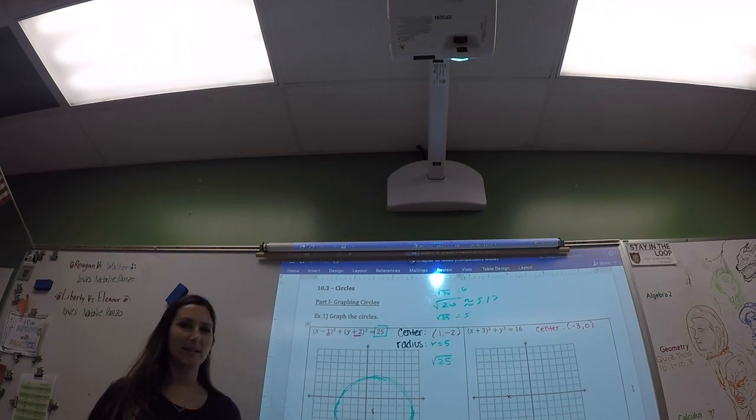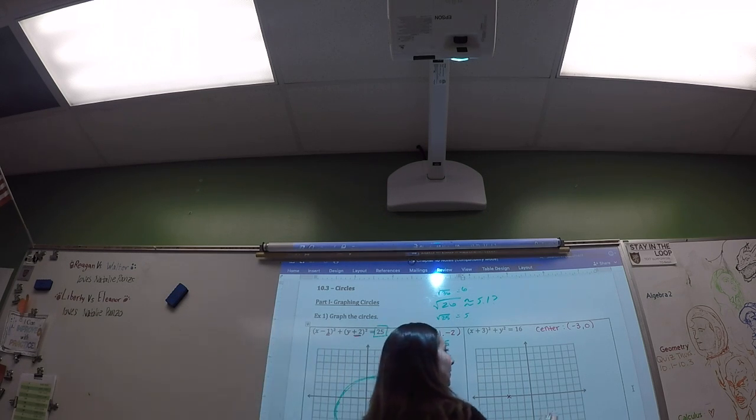Now, what would be our radius? 4. Where did you get that from? 16.